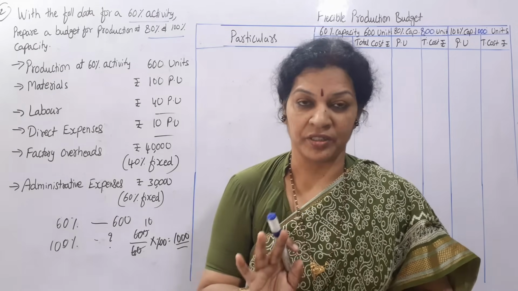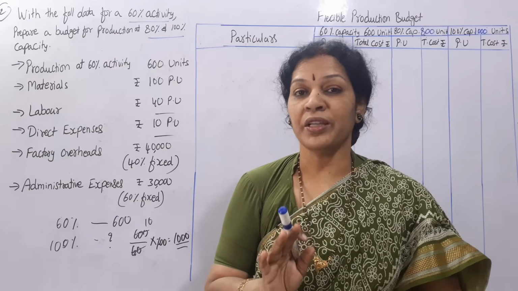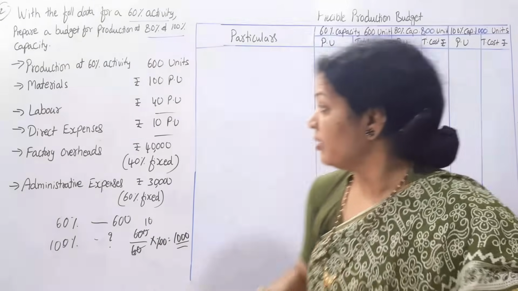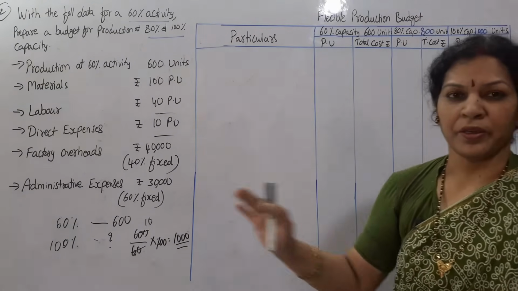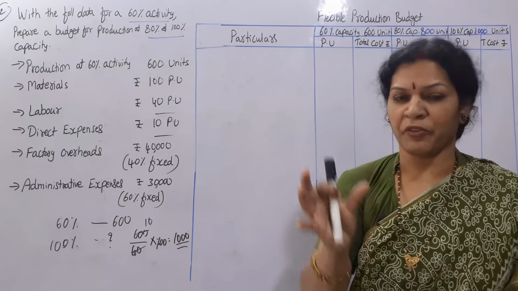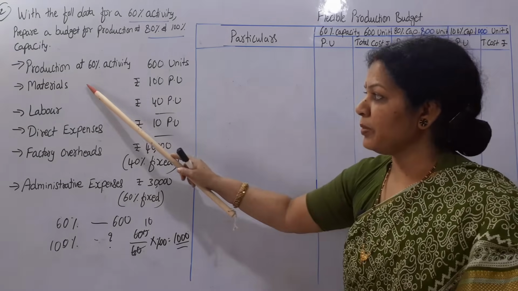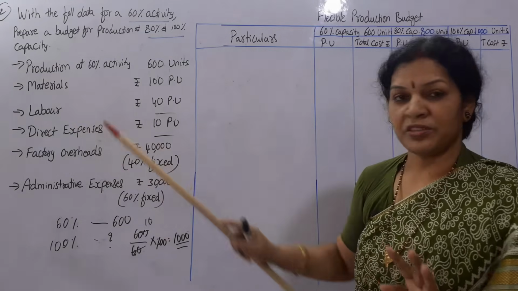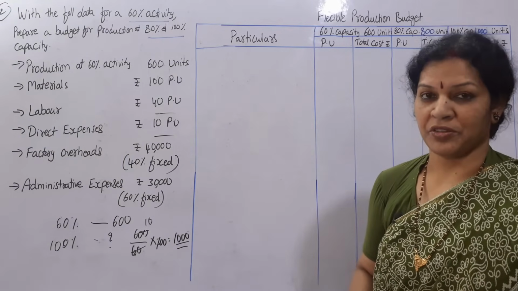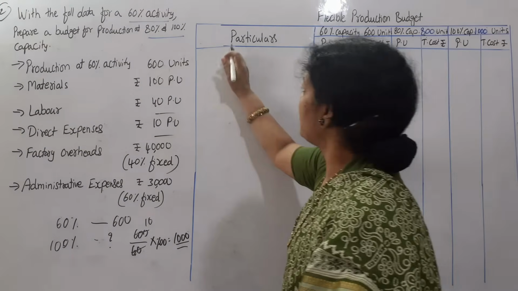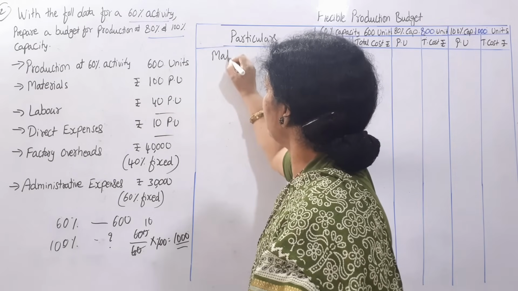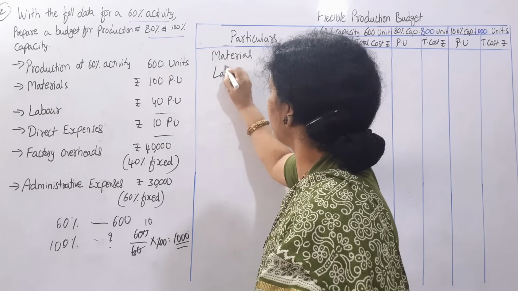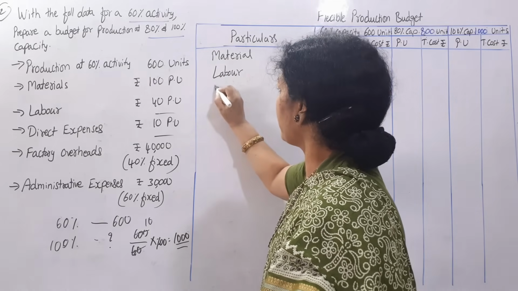This is a very important step. If you can understand this, the rest of the problem is simple. Now let's work out the problem. First, as per our cost sheet pro forma, what is given to us? Material, labor, and direct expenses. If we add all these, we get prime cost. We will write that first in particulars: material, labor and direct expenses.